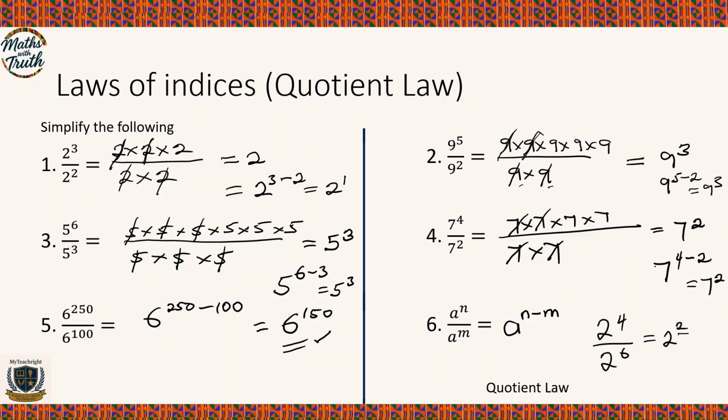But this intentionally stated as the base exponent, the index of the numerator, which is 4, minus the index of the denominator, which is 6. And that gives you 2 exponent negative 2. Okay, that is the quotient law of indices. And state it intentionally. Okay, all right.